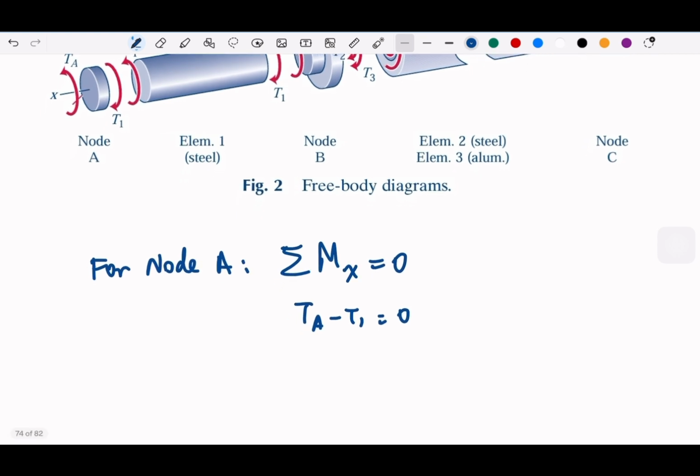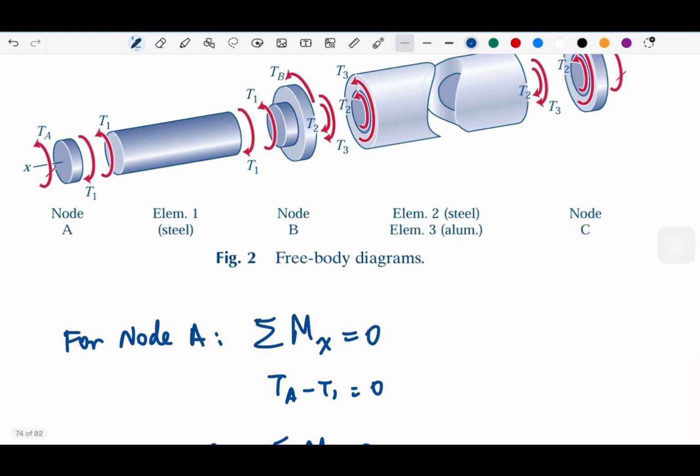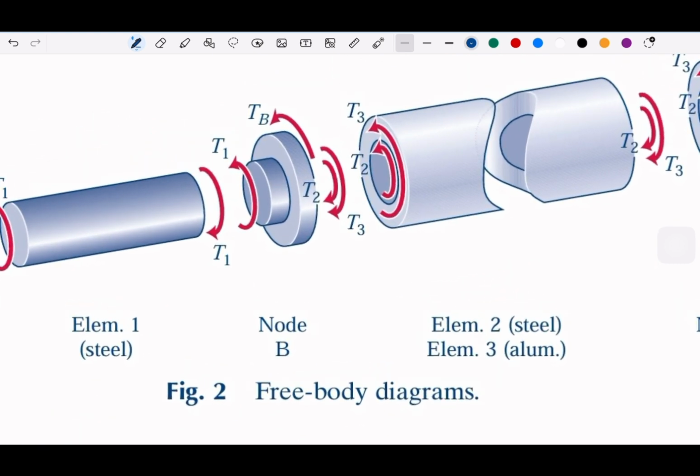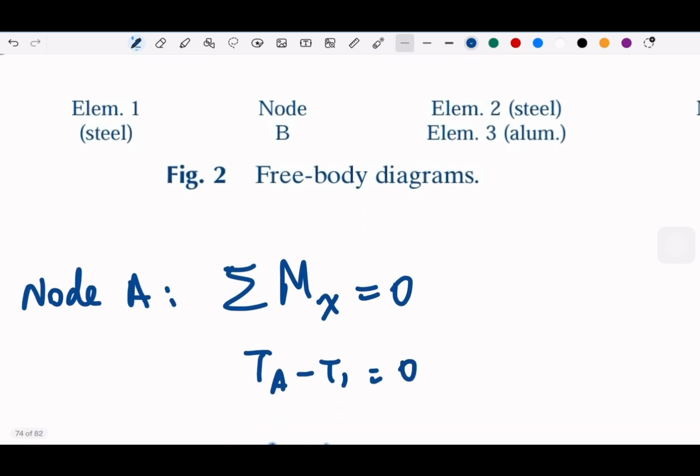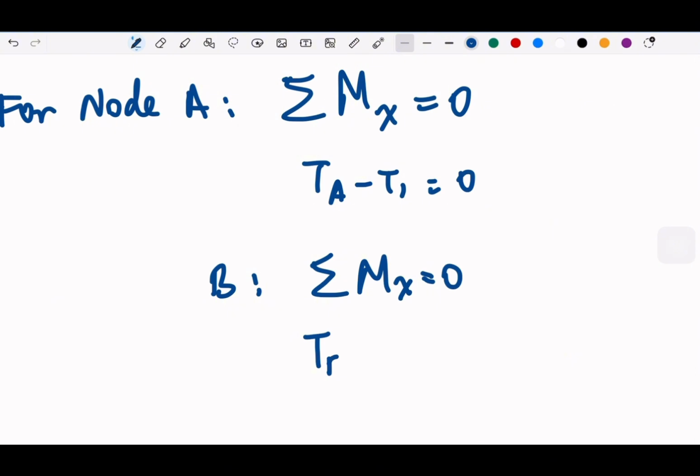Okay. And then for B, we have TB positive, T1 positive, and then T2 and T3 is negative, right? So TB plus T1 minus T2 minus T3 equals 0.